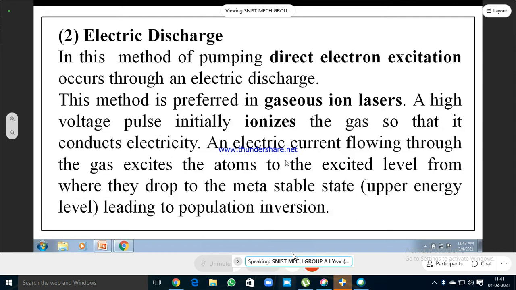So electrons will excite the atoms to the excited state. We are making use of electrons to transfer the atoms to the excited state. That's what is happening here. Get it? Yeah.